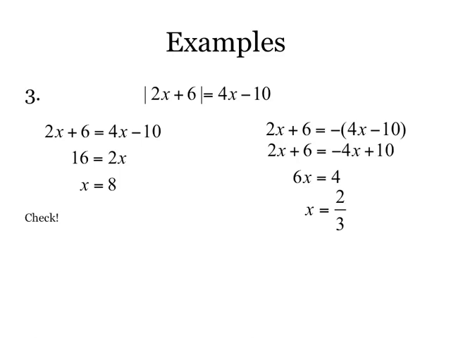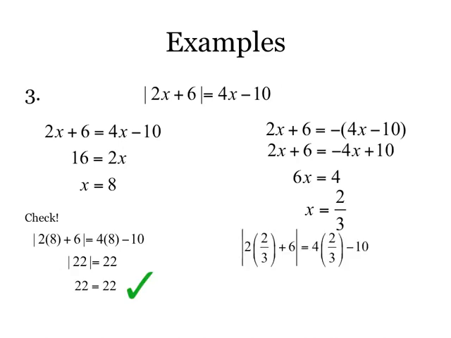So plugging in 8, for example, 2 times 8 plus 6 is 16 plus 6, which is 22. And then on the right, we have 4 times 8, which is 32 minus 10, which is 22. Then the absolute value of 22 is in fact equal to 22. So this answer checks out. Do the same thing with 2/3. So 2 times 2/3 plus 6, 4 times 2/3 minus 10.